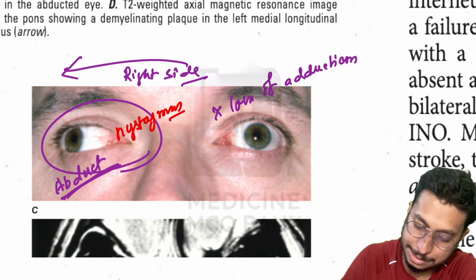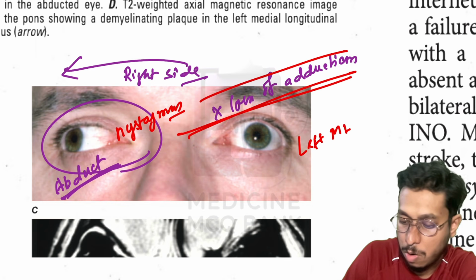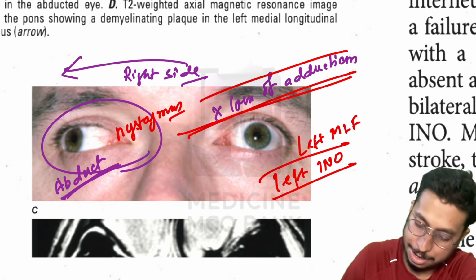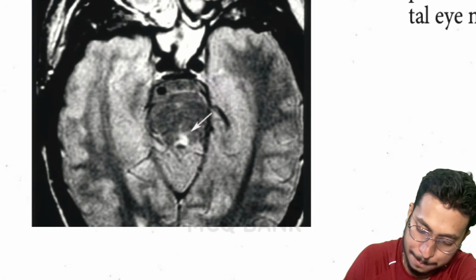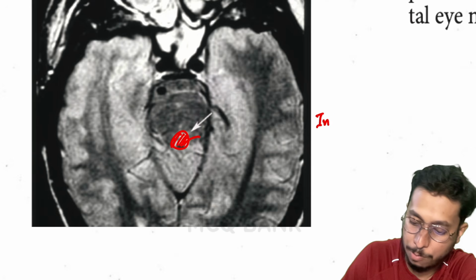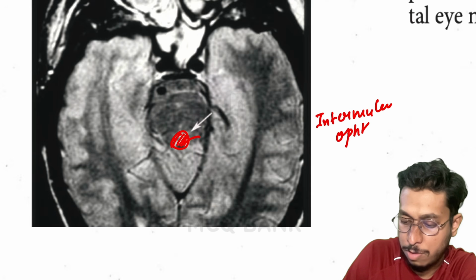Where is the defect? Defect is on the left side, MLF, or it is left INO. Okay, it is left INO. Even in MRI you can see a defect near the nucleus of abducens. Okay, so it is internuclear ophthalmoplegia.